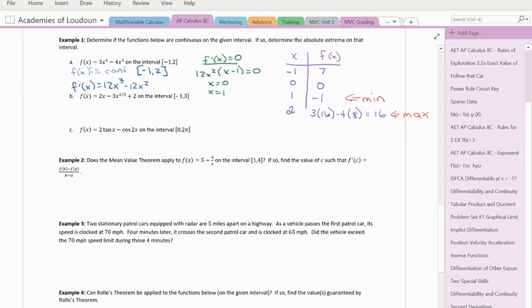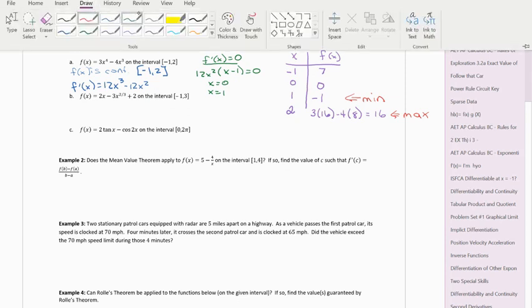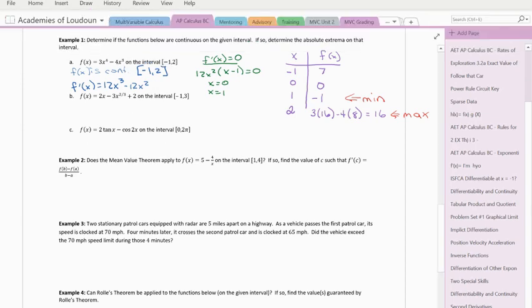So I want you to go ahead and find the absolute extrema for B, and then we're going to go ahead and do C. So first of all, is 2 tangent x cosine 2x continuous on the interval from 0 to 2 pi? And we know that this function is not continuous.